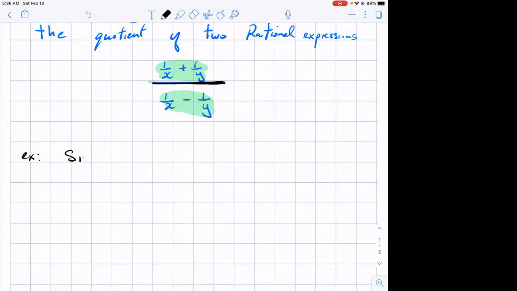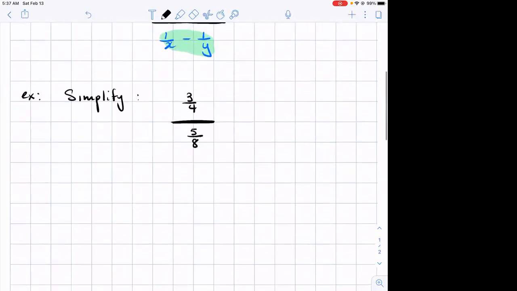If I ask you to simplify 3 over 4 divided by, and I'll make that division line a little bit longer and brighter, 5 over 8. So the first thing that we should look at is, can we simplify the numerator? 3 over 4, is it reducible? And then look at the denominator. Can you reduce or simplify the denominator?